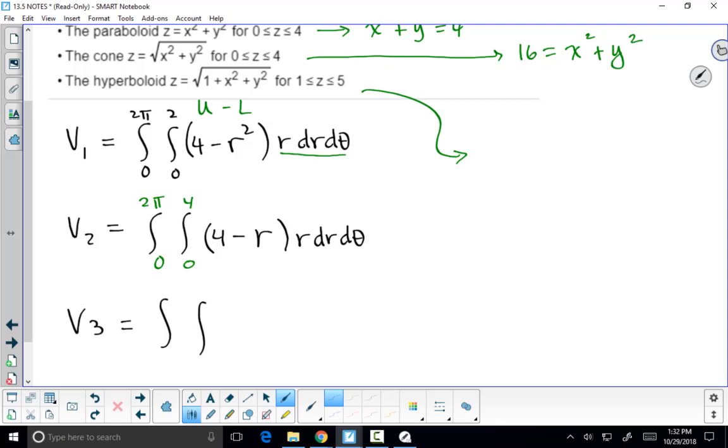So here, do we see that the vertex of the bowl is at z equals 1? If you were to plug z equals 1 in here, you'd get x squared plus y squared equals 0. Oh, it's a point, right? So the hyperboloid is the lower surface. The upper surface is going to be z equals 5. So we're going to get 5 minus the square root of 1 plus r squared. So there's upper minus lower, and then r dr d theta.